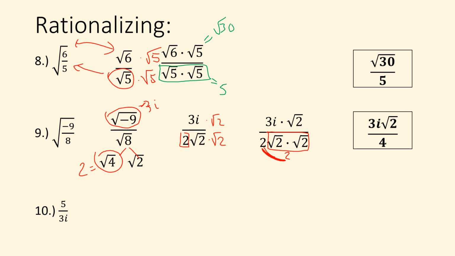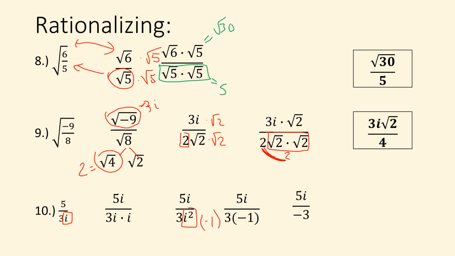Okay, last one, 5 over 3i. Basically, we just multiply by what's not allowed. We're not allowed to have that i. Multiply by the i on the top and on the bottom. Now we have an i squared on the bottom. i squared at this point, we should know is a -1. So we have 5i over -3. And typically, we just write that negative on the top.